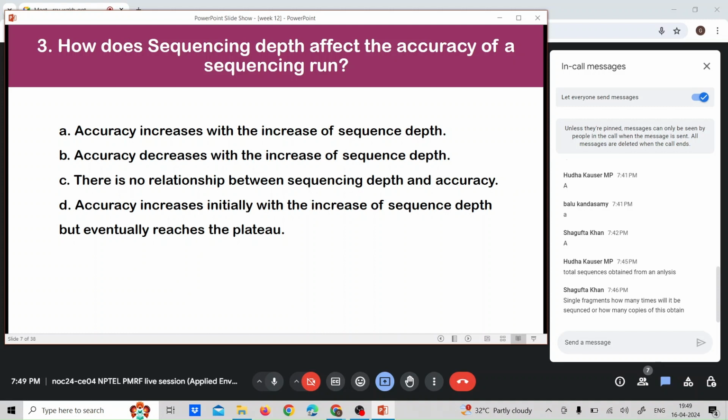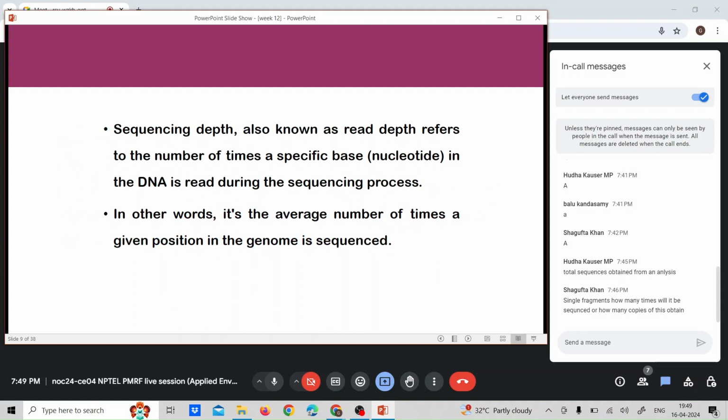So the accuracy increases initially with the increase of sequence depth, but after some time it is what it is, you are not going to get any varied results after that. So it eventually reaches a plateau. So the answer for this question is not A but D. Actually it increases initially, and then it reaches a plateau. So here I have given what is sequencing depth. With this you can correlate.